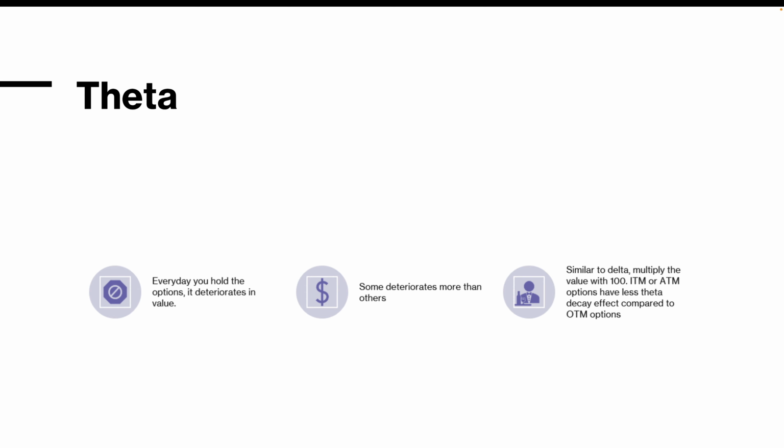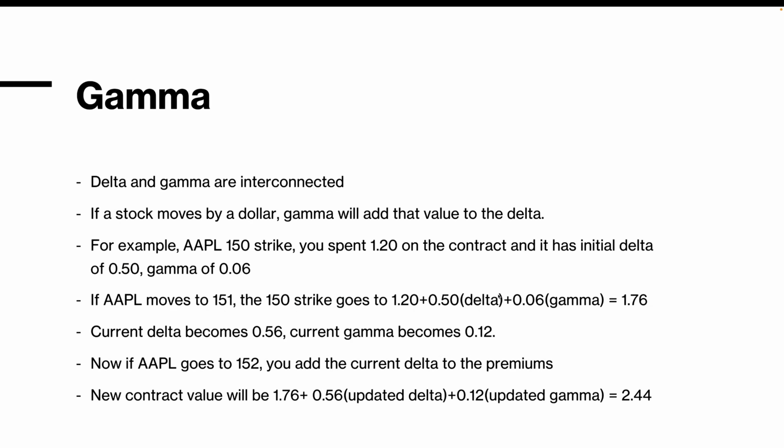So to put it simply, let's go back to our same 150 Apple example, right? Let's say it has a theta decay of 0.24. Every single day you hold on to this option strike, you're losing $24. That's all it tells you. Every single option strike has its own delta, its own gamma, its own theta. Every single strike has its own individual Greeks.